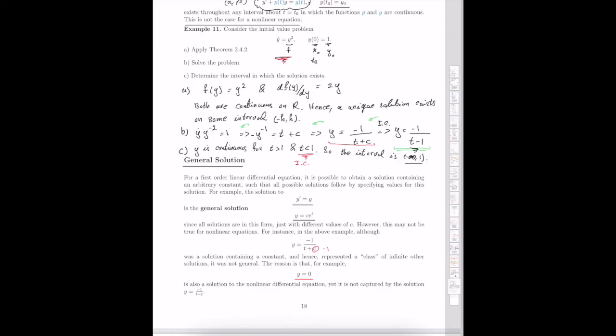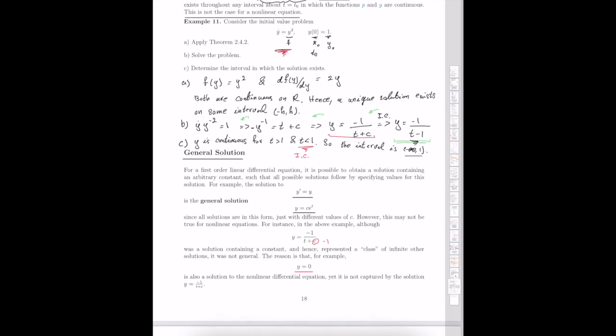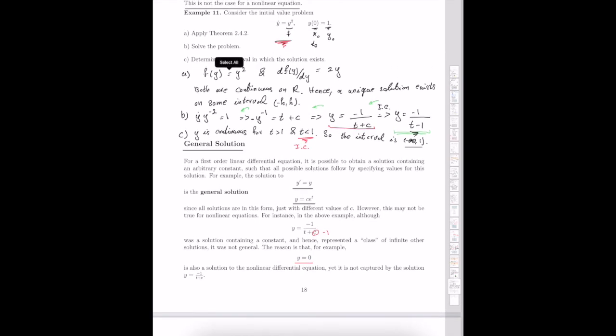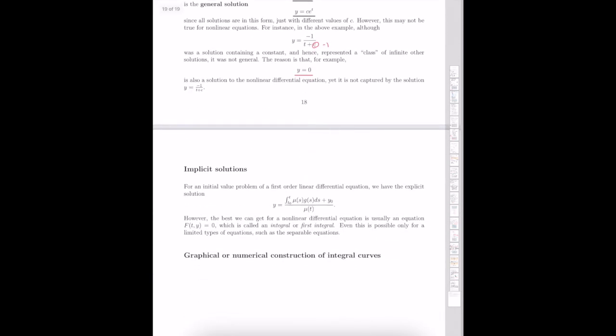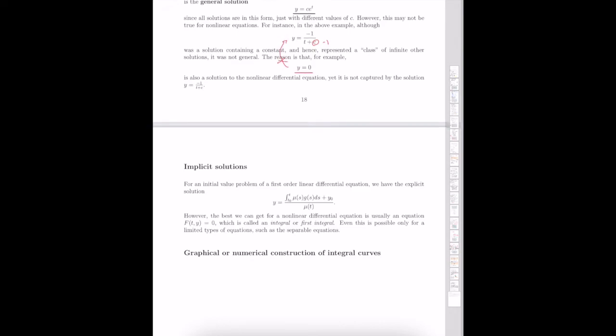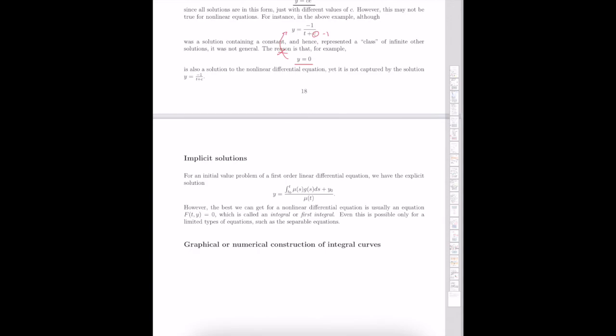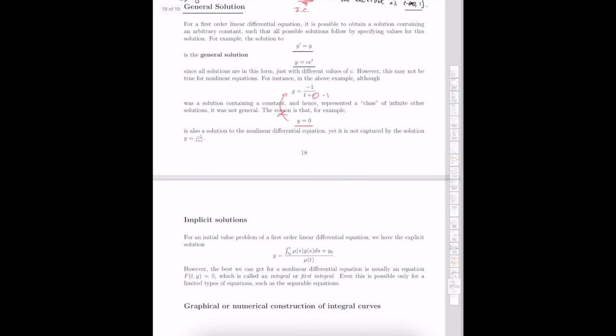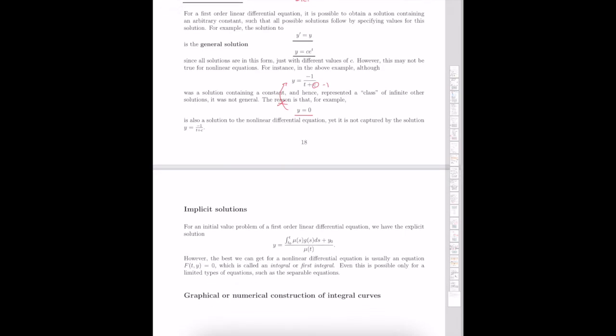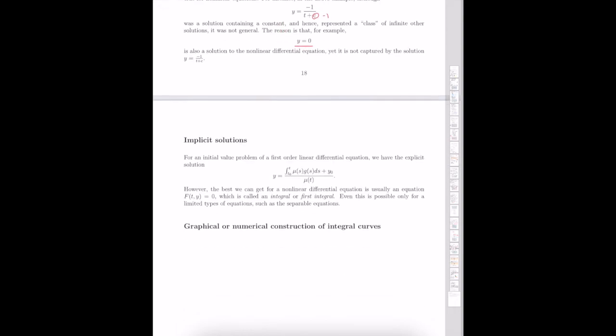If I put y equal to 0, the left-hand side, the derivative of 0 is 0, and the right-hand side we have 0, so it matches. Not for this initial condition, but it is a solution to that differential equation. However, this y equal to 0 is not captured by this equation. So again, this whole part was to just show that such a notion of general solutions does not necessarily exist for nonlinear differential equations. Okay, good.